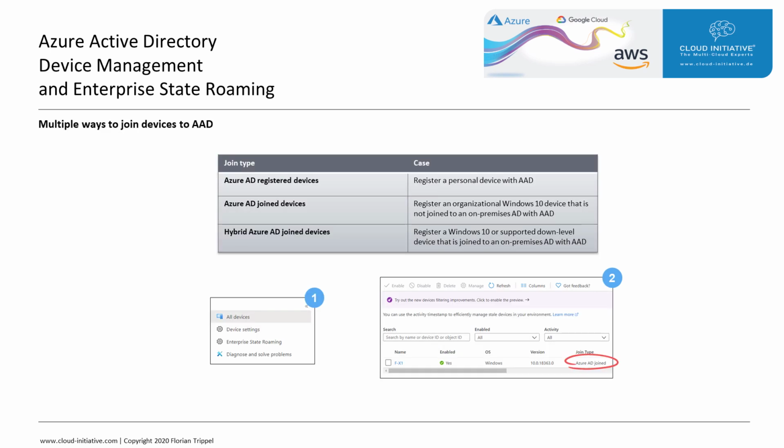Of course, there are multiple ways to join devices to Azure Active Directory. For instance, we have the following join types. I gave you a table here for illustrative purposes. If you require more detail, then look in the documentation.